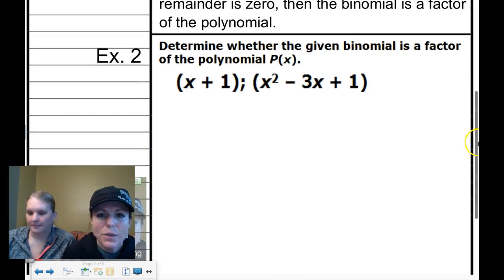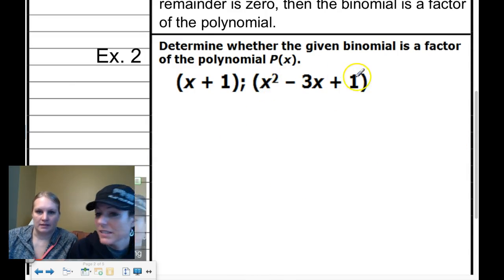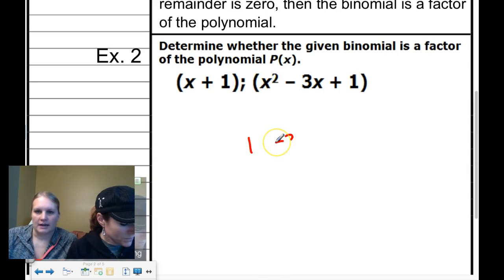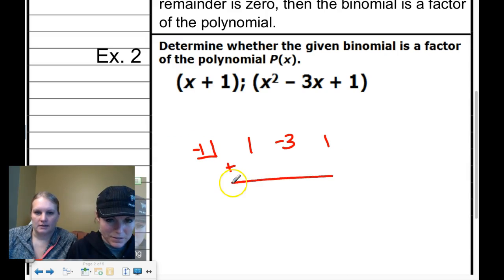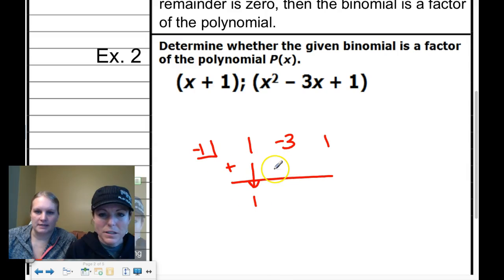We'll try it. So we have to use synthetic division. All right. It's in standard form. So I'm just going to bring down my numbers. I got a 1, a -3, and a 1. And what goes in the upside down division sign? -1. Correct. Add, bring down my 1. So I have 1. -1 times 1 is -1. Add them, I get -4. -1 times -4 is a +4. Add them, I get 5.